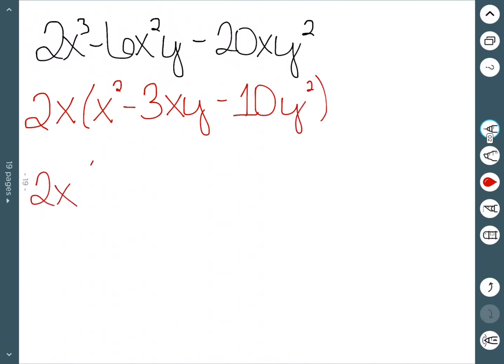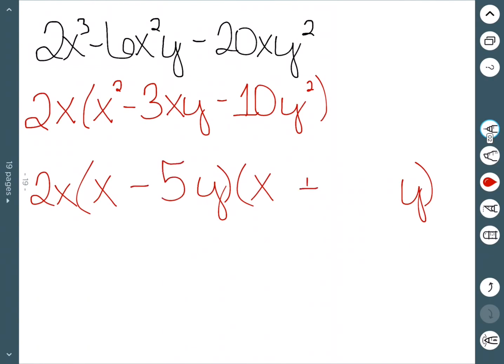To finish factoring this, the only thing that's going to multiply to be x squared is x and x. And now I really just need numbers that multiply to be negative 10 and add to be negative 3. We can try a few things, but there's only a few things that actually multiply to be 10, like 2 and 5. And if I do a negative 5 and a positive 2, I can see that negative 5 plus 2 gives me the negative 3 that I needed.